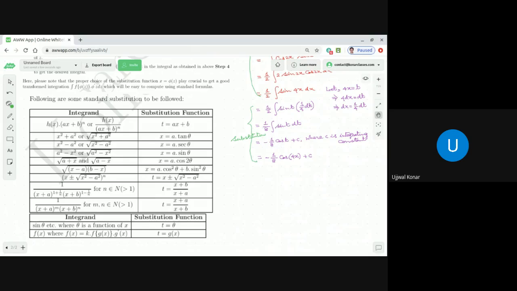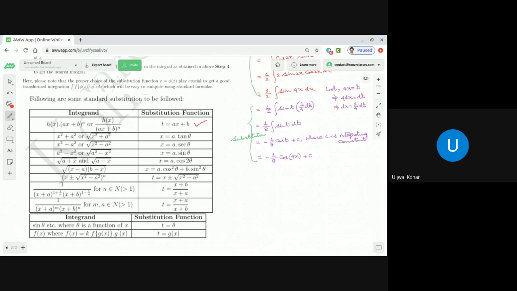Correct, no? Suppose the integration is given in terms of h(x) into (ax + b)^n, or h(x) by (ax + b)^n, then our substitution should be t = ax + b. Are you getting my point, dear students? Yes. Now, if you experiment, then also you can do. But what you see in the table is the result of those experiments I have done in the last few years.